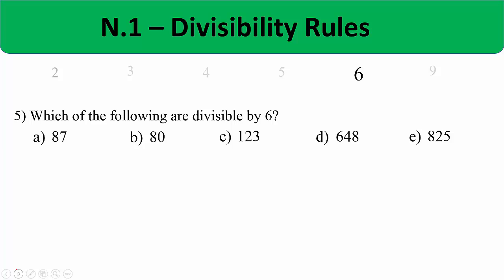Now we get to the factor 6, if we multiply 2 and 3 together. So if we have a number that is divisible by 2 and by 3, then we know it's also divisible by 6. So we just take those 2 rules and put them together.